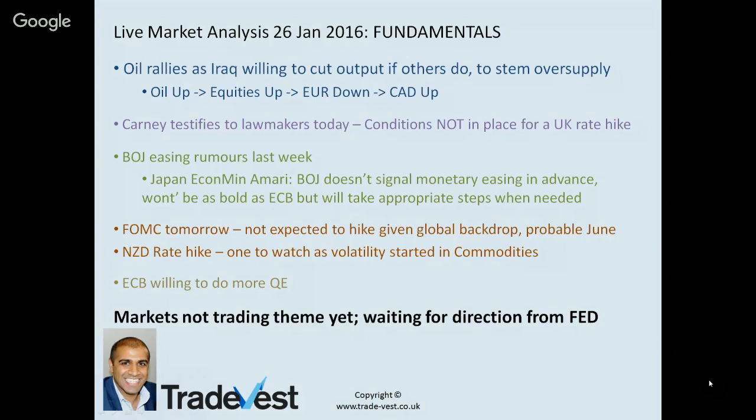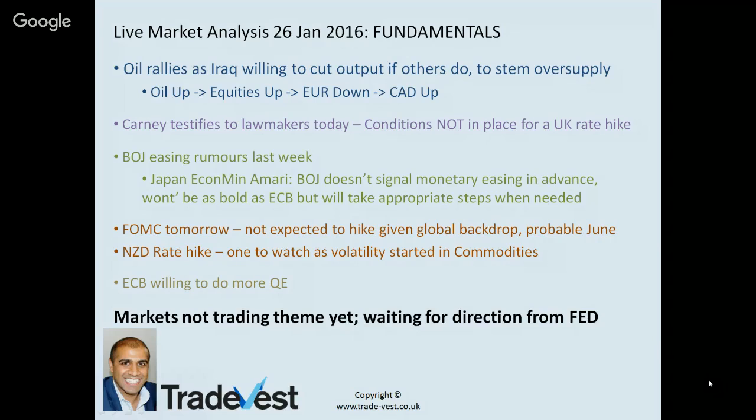We also had the Bank of Japan, where there were some rumors flying around last week that they were going to intervene in the markets. There were just rumors at the end of the day, and you have to understand that they are just rumors. But generally, we had some quotes from the finance minister, Amari, basically saying that they can take the appropriate steps if needed, but they're not going to be as bold as the ECB. So that's probably flattened the expectations. But again, it's something to definitely watch out for on the yen pairs.